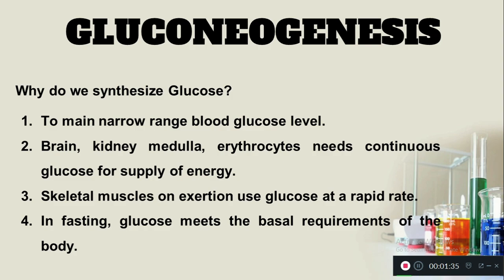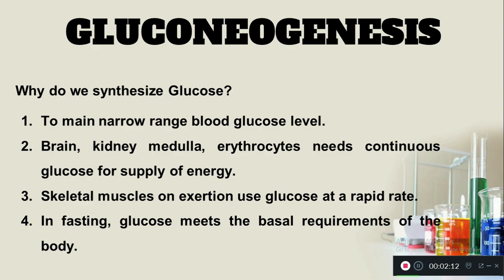So glucose is needed for various reasons. The first thing, the body has to maintain the normal range of blood glucose level. So for that we need glucose. If glucose level goes to hypoglycemia, there is low blood glucose level, then liver will start producing the glucose from the non-carbohydrate substances. And essential organs and vital organs like brain, kidney, erythrocytes, RBC needs continuous supply of glucose in the form of energy for its function.